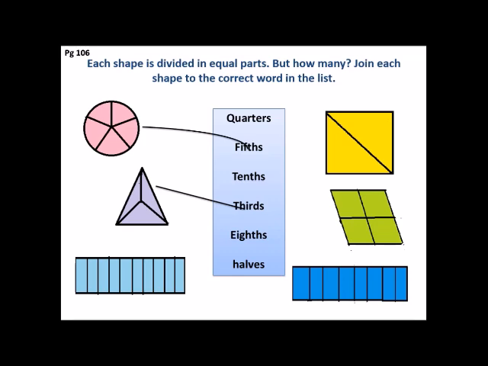Step by step you have to match the word with the shape and match your answers. Here are the matching. Quarter means 4. Halves mean 2 equal parts. Eighths mean a shape is divided into 8 equal parts.